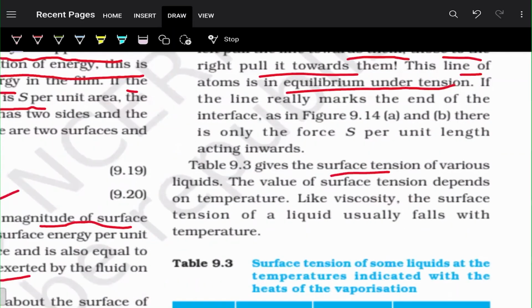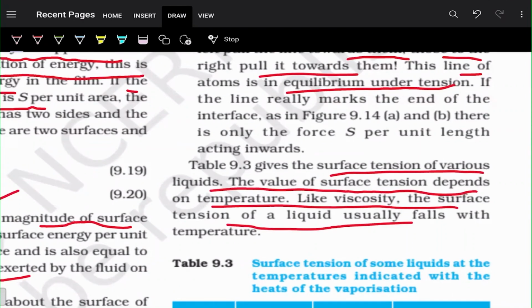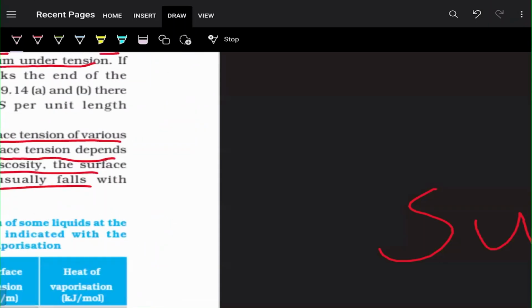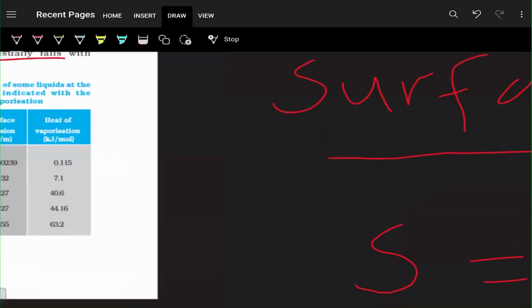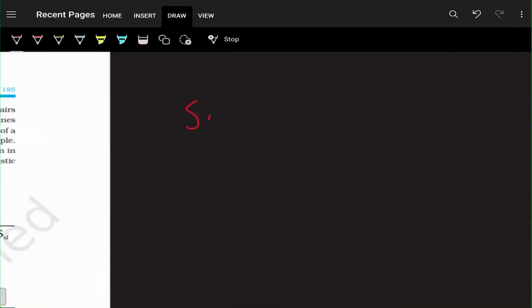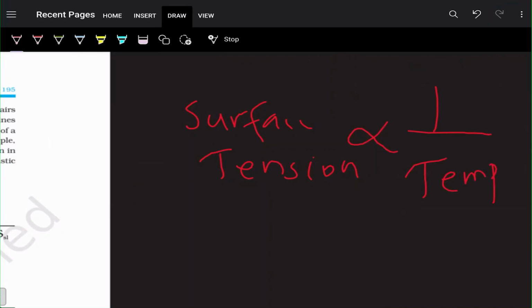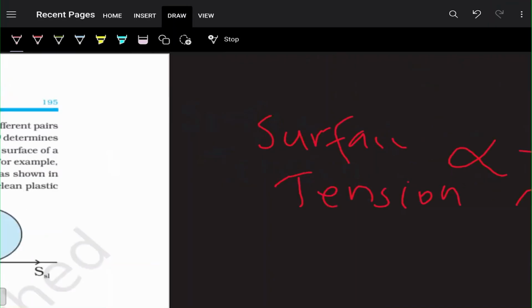The value of surface tension depends on temperature. Like viscosity, the surface tension of a liquid usually falls with temperature. So, what is the relation between surface tension and temperature? Surface tension is inversely proportional to temperature. Correct. Surface tension is inversely proportional to temperature.